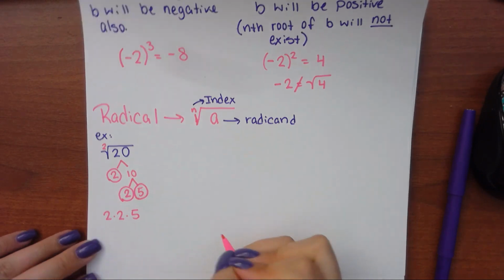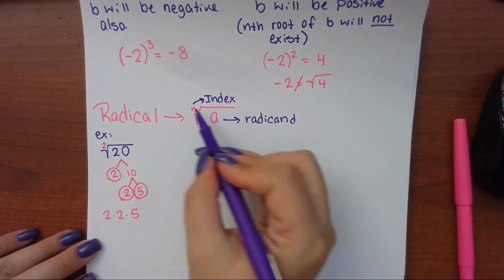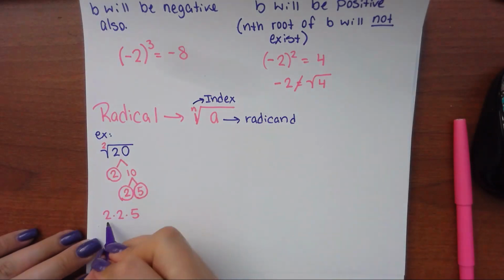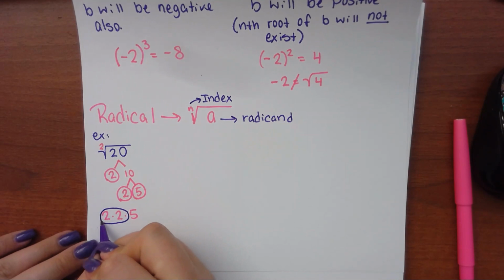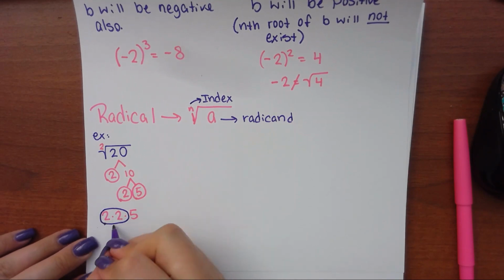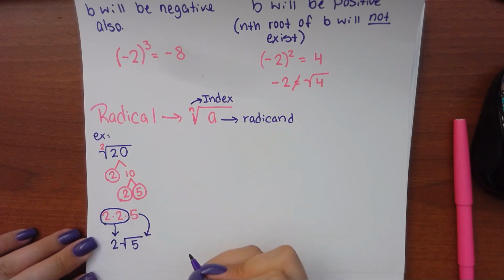Now, when you have an index of 2, that means we're looking for 2 of a kind. So I have a pair of 2's right here. To simplify this radical, I take one of the 2's out, and then I leave whatever is left over underneath the radical, which is the radicand. So this square root of 20 simplifies to 2 square root of 5.